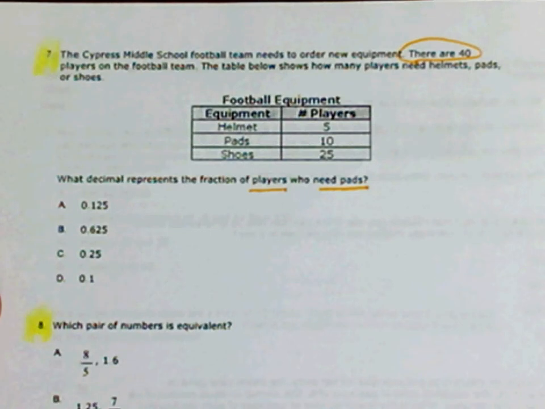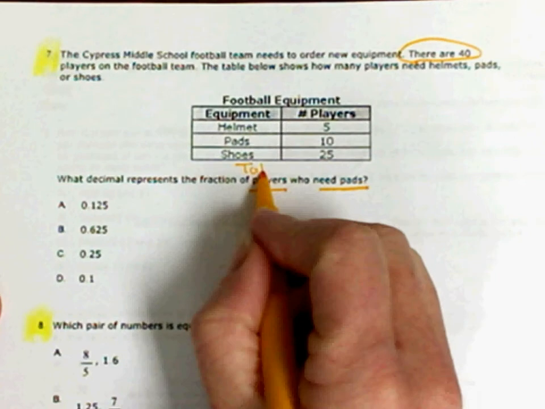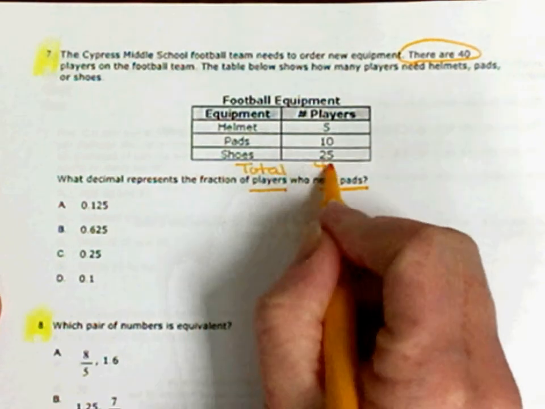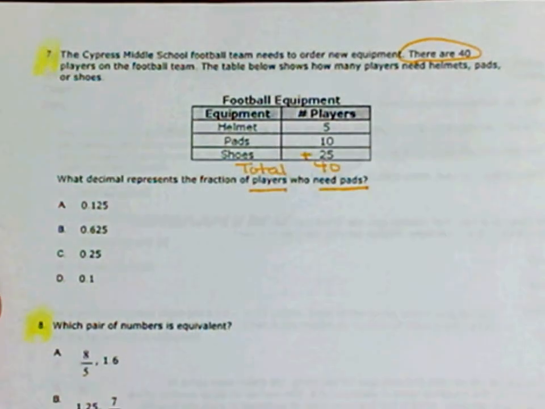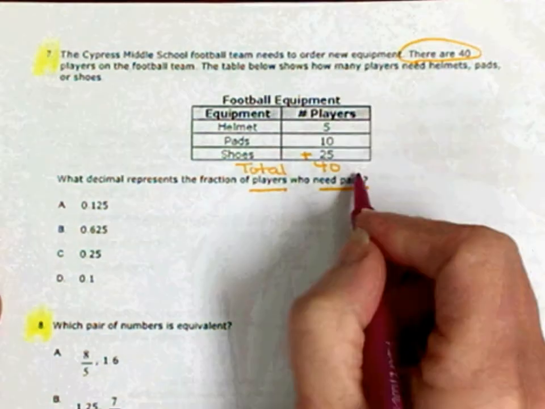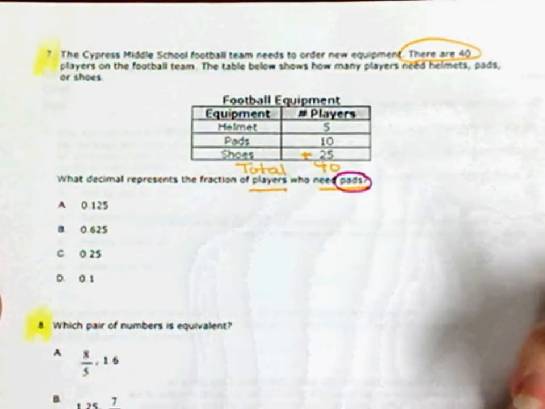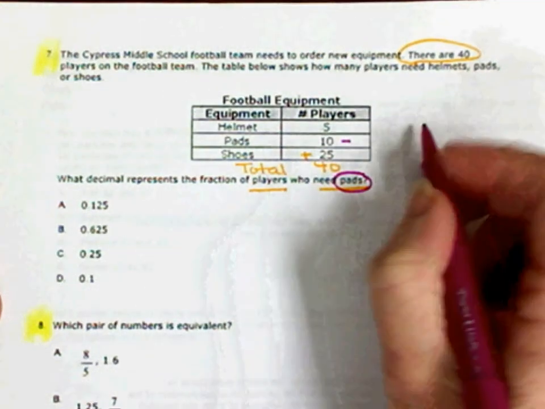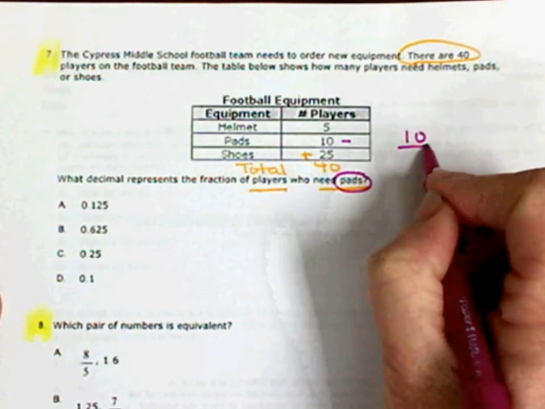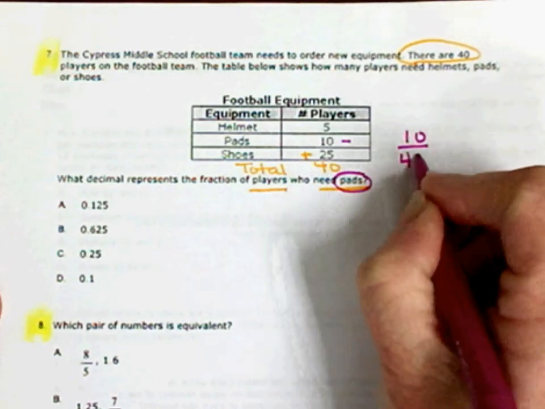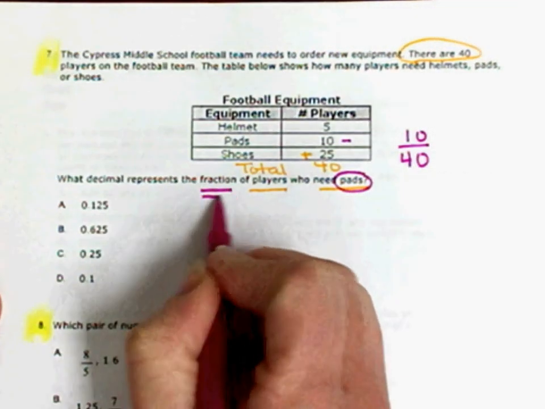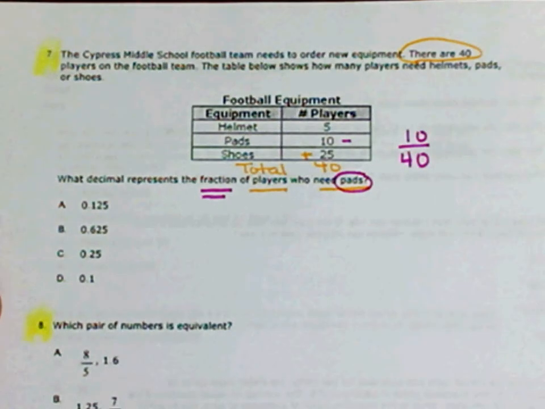So, the first thing that we want to do is double check that our total is going to be 40 by adding all of these numbers together. And it is 40. Now I want to highlight that we are looking for the knee pads only, the ones that need pads, and that would be 10. So my fraction that I want to set up is 10 out of 40, because the first thing I need to do is come up with a fraction.